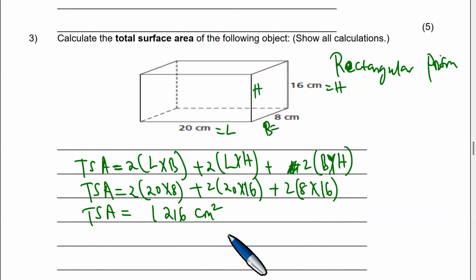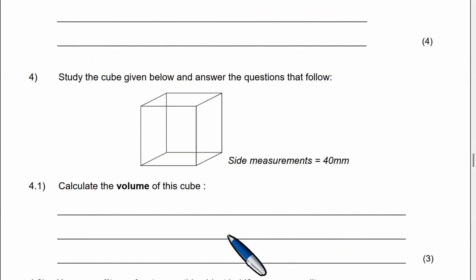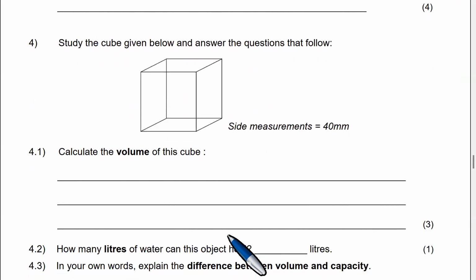Okay, let's check the next question. Study the cube given below and answer the questions that follow. What is the volume of this cube? Side measurements 40 millimeters. Calculate the volume of this cube. What is the volume of this cube? 40 millimeters.